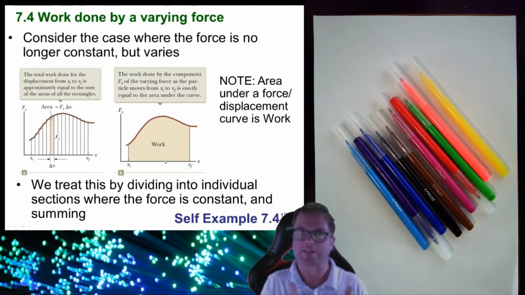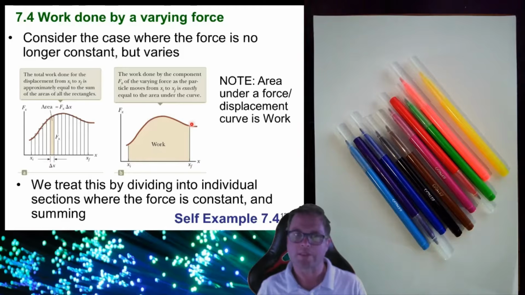And the reason for that is because force multiplied by displacement gives work, right? So if we would like to calculate the work done by this varying force, an equivalent problem is for us to calculate the area under the curve, and then that will give us the work. When it comes to calculating this area, the way we're going to do it is we're going to divide the area into individual sections where the force is constant, and then sum up all these sections.